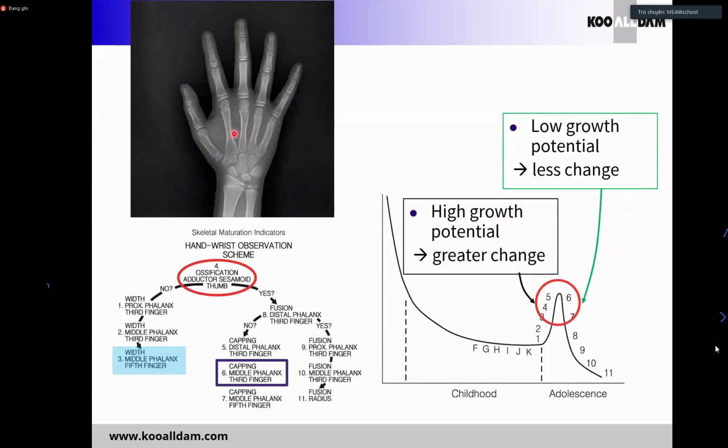In the hand-wrist radiograph, we can see this patient. This is peak height velocity. This means stage 4 and 5, which is high growth potential. This means greater change in profile and dental change. On the other hand, stage 6 or 7 means low growth potential and less change. However, his stage is stage 3.